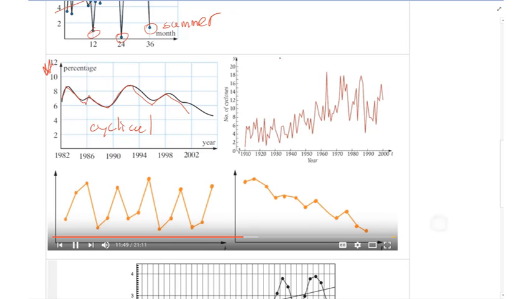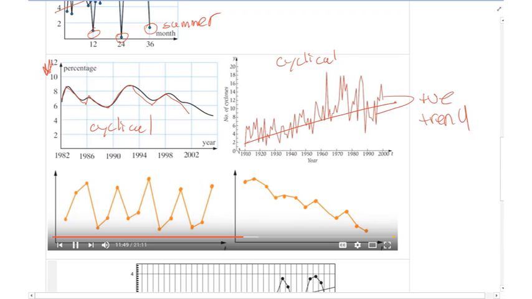This one here, I'd also say cyclical. Same reason. You've got peaks and troughs happening, but it doesn't have a regular pattern to it. You know, it's going peaks and troughs, but we're also getting again a positive trend. So you need to indicate that. You need to say cyclical with a positive trend.